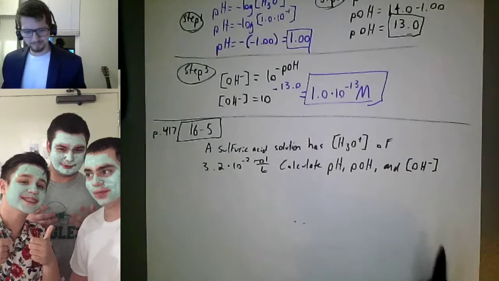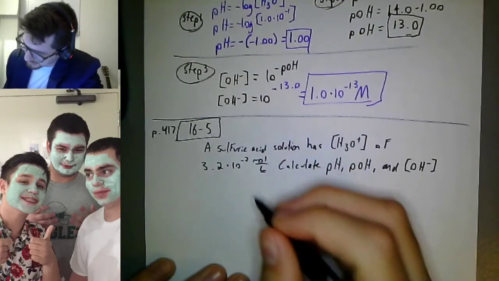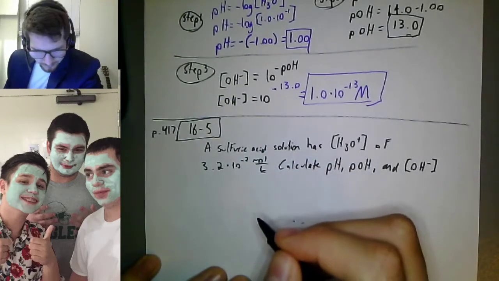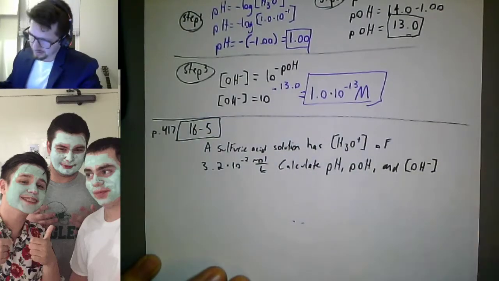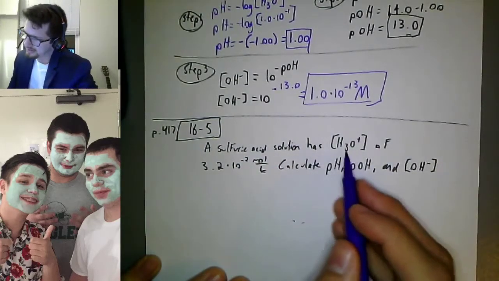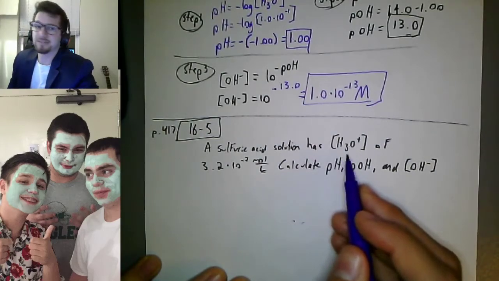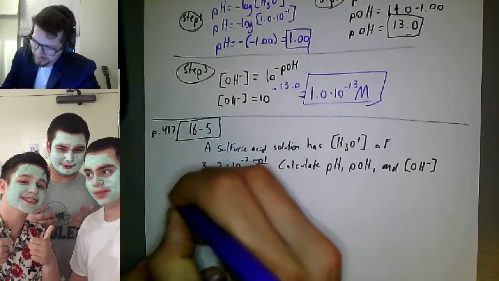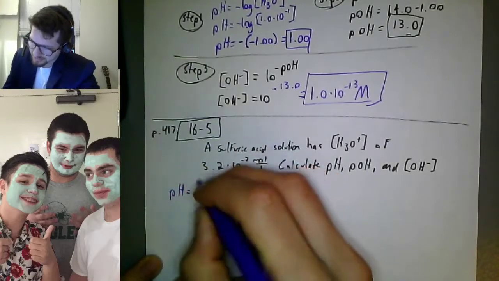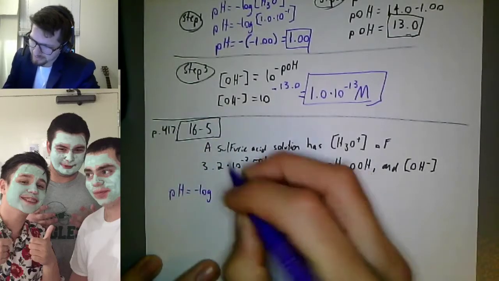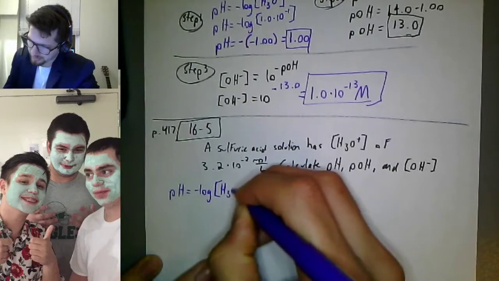Alrighty. Okay. So, what am I given? I'm given the hydronium content. What can I find with the hydronium content? Well, pH. We did that yesterday. I can find the pH with negative log of the hydronium content.